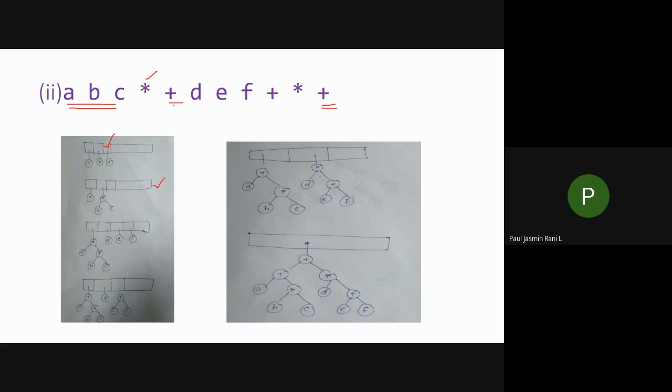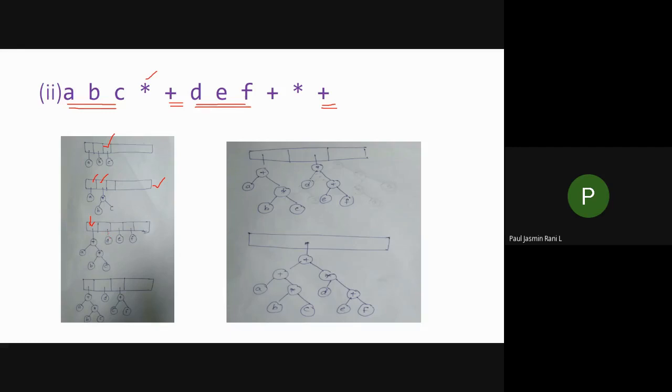Next one is plus, an operator. What I have to do is pop the two elements from the stack, create an expression tree using plus, and again push it inside the stack. The next one is D, E, F. These are operands, so one by one I push the operands inside the stack.